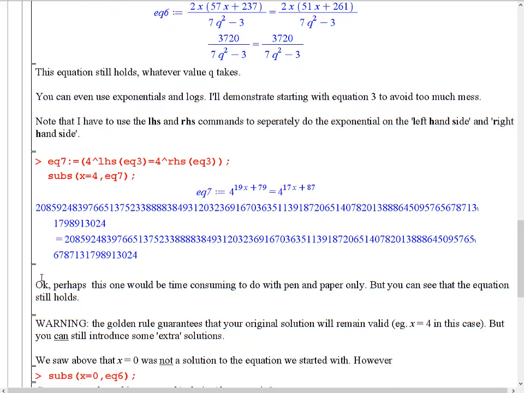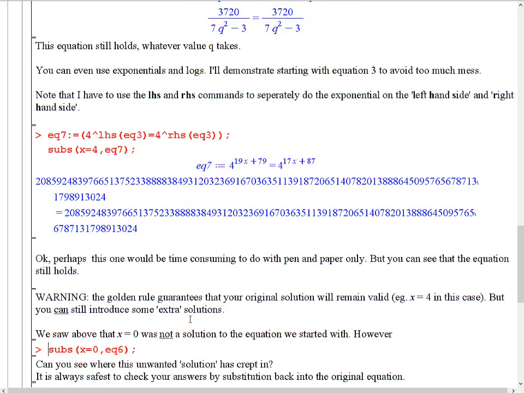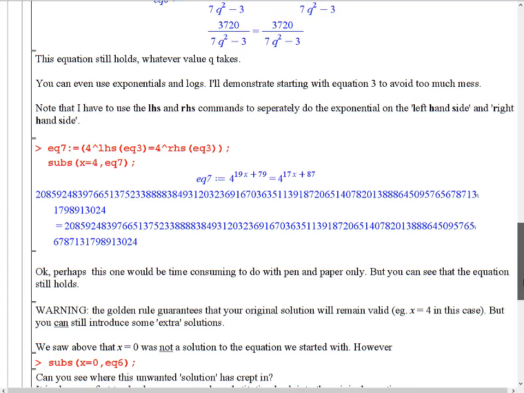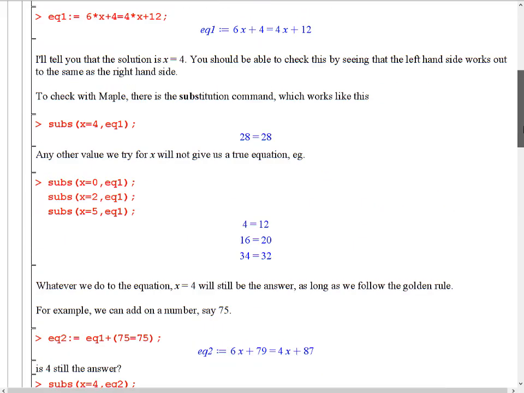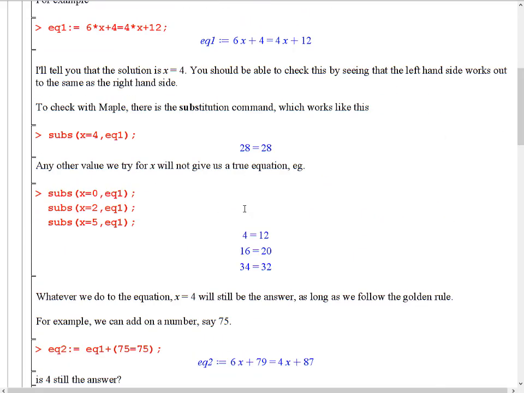So, the golden rule guarantees that the solution will remain valid, but it's not quite so simple, because you can go wrong and still introduce some extra solutions. Now, if you remember above, x is equal to 0 is not a solution of this equation. If I put 0 in here, it's incorrect. I find 4 is equal to 12. So this is not a solution.